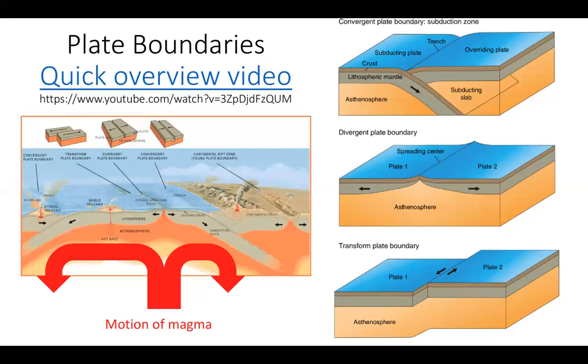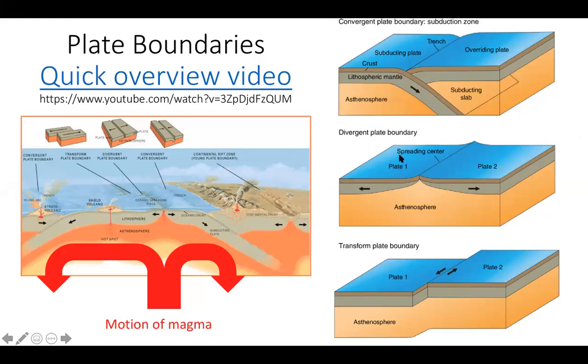So the three different kinds of plate boundaries include convergent, divergent, and then these transform boundaries. What it means to be convergent, or to converge, means to come together or to become one. What it means to diverge is to move apart or to separate. And then the transform boundaries are places where they slip side to side.